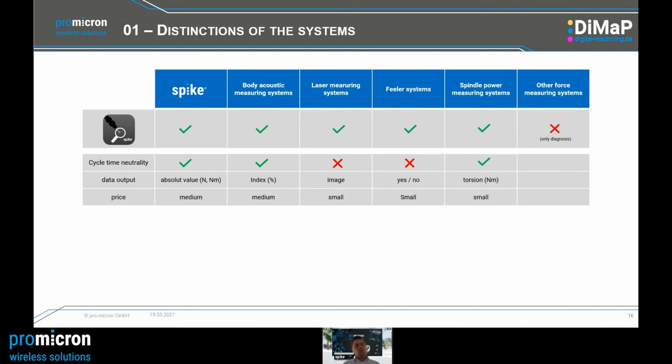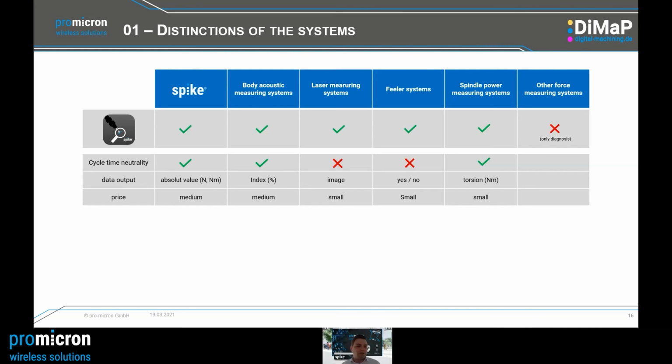And just 2 weeks ago, we received a message of a customer. He said, I have this feeler system or I have a laser system. I need to measure every 6th part for process safety, in order to check tool wear, to identify process changes. But these systems are not cycle time neutral.